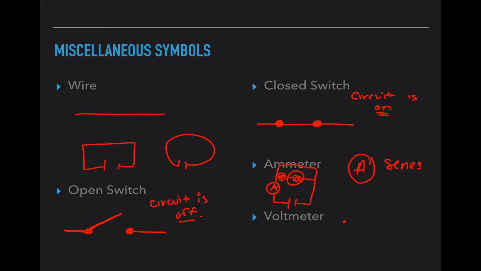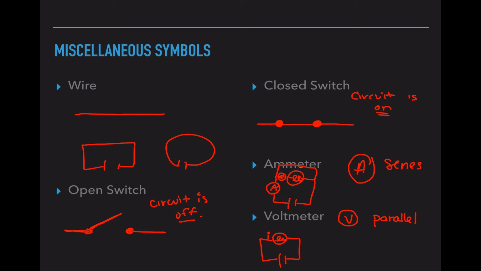Now a voltmeter tells you how much energy is lost at a resistor. And a voltmeter is a capital V with a circle around it. This has to be added in parallel to whatever that item is, and I will draw a picture of that down here.